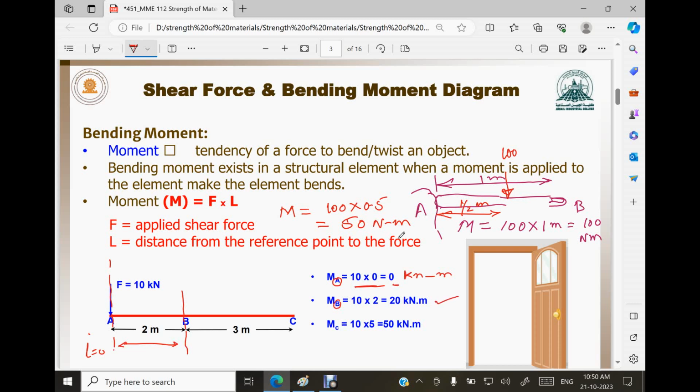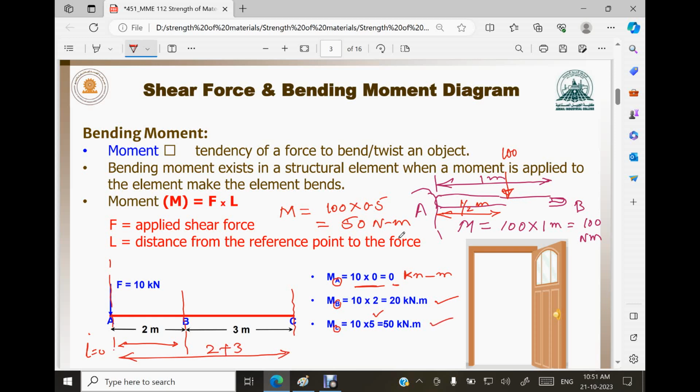Okay. Now if I go to this point, point number C, what is this distance? This distance is nothing but 2 plus 3. That makes me 5. MC is 10 into 5. That is 50 kilo Newton meter.